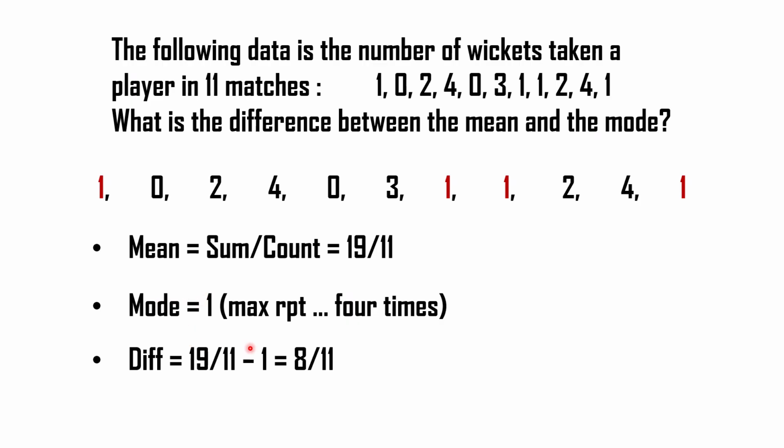So the difference will be 19 by 11 minus 1, that is 8 by 11. 19 by 11 minus 1, 8 by 11, that is the difference between mean and mode. Between the mean and the mode, the difference is 8 by 11. So এটা হচ্ছে difference, minus করব, mean হচ্ছে 19 by 11, mode হচ্ছে 1, minus করলে 8 by 11, this is the difference between the mean and the mode.